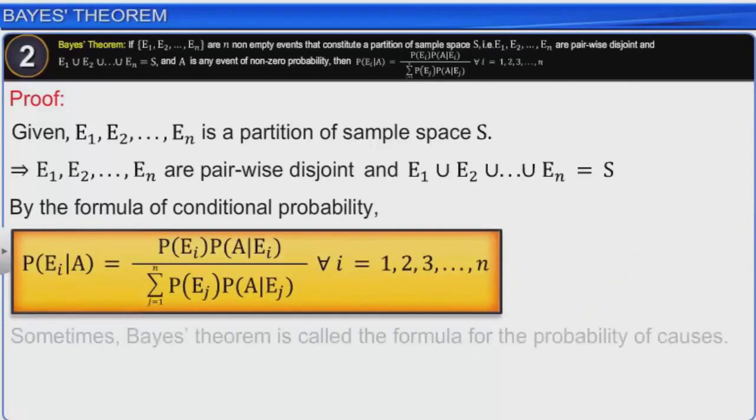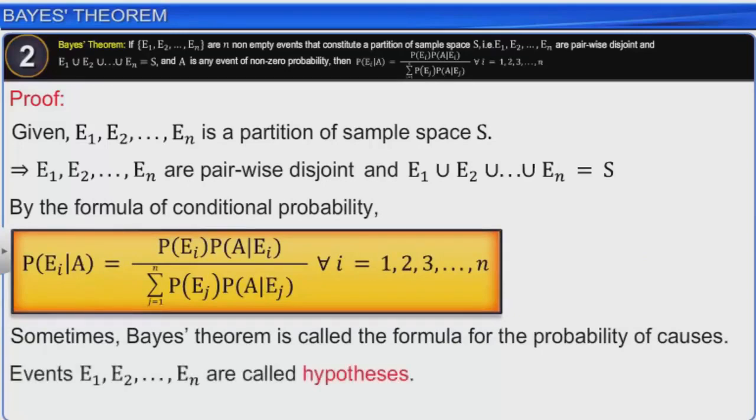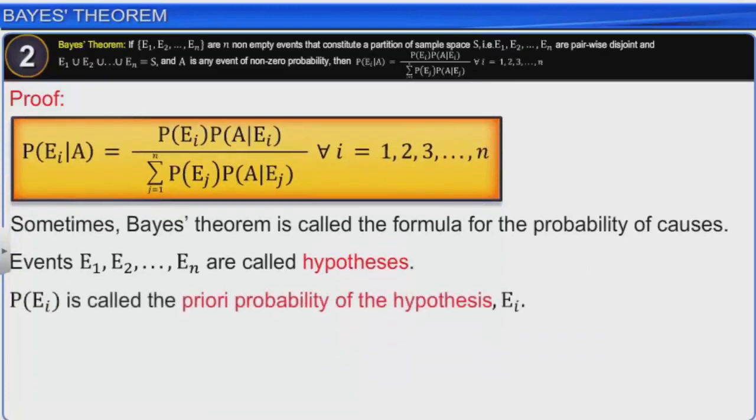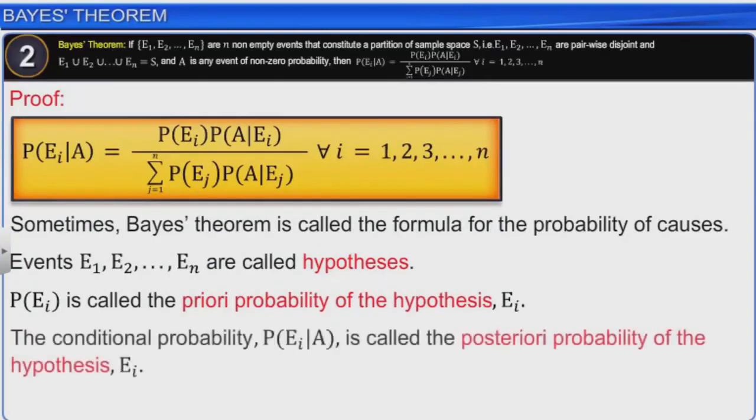Sometimes, Bayes' theorem is called the formula for the probability of causes. In Bayes' theorem, events E1, E2 and so on till En are called hypotheses. The probability of Ei is called the a priori probability of hypothesis Ei. The probability of Ei given A is called the a posteriori probability of hypothesis Ei.